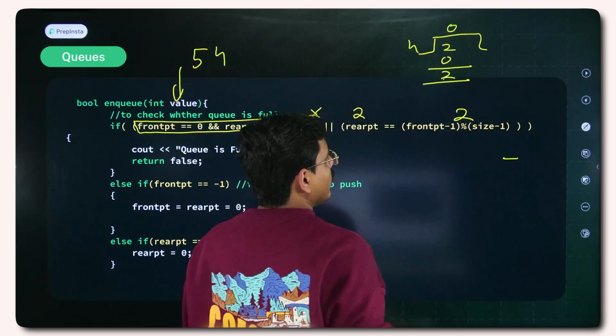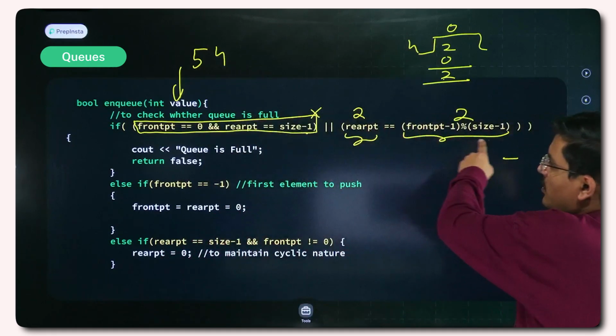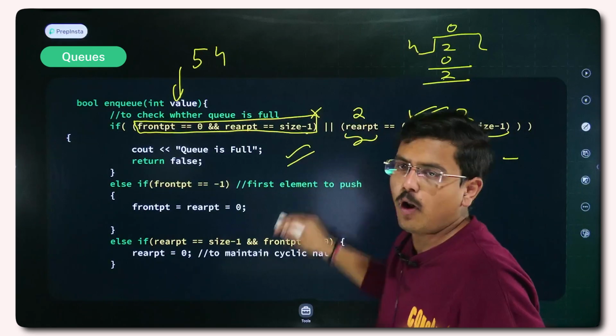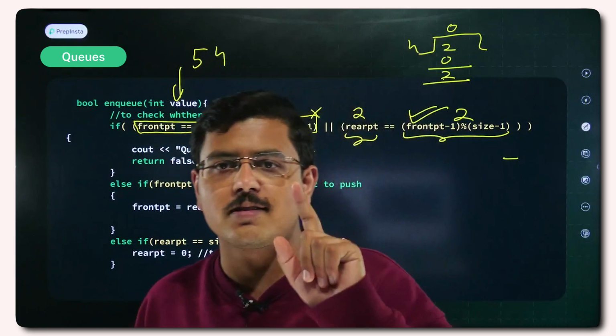So the result for this is 2, and rear PT is 2. Both are equal. This becomes true. Q is full. That's how you check this condition. That is why this condition is important in circular queues.